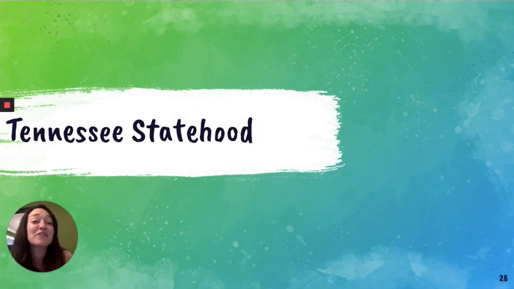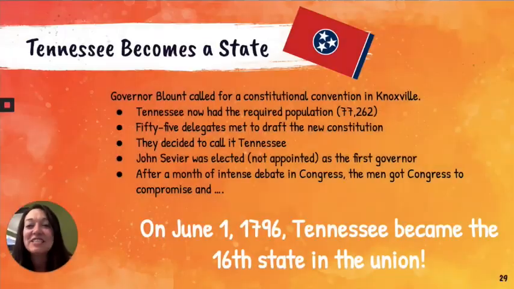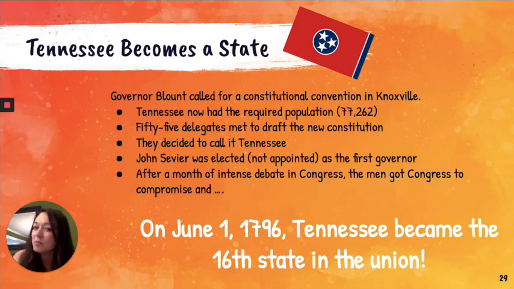So we have the Lost State of Franklin, and then we have the Southwest Territory. Finally, Tennessee is going to get to become a state. So super exciting. So Governor Blount, we love him, remember? He called for a constitutional convention in Knoxville. So all of this is happening here where we live, which is really cool. 55 delegates met, and they drafted the new constitution for our state. And they decided there that they would also call it Tennessee. And John Sevier was elected, not appointed, but elected our first governor.